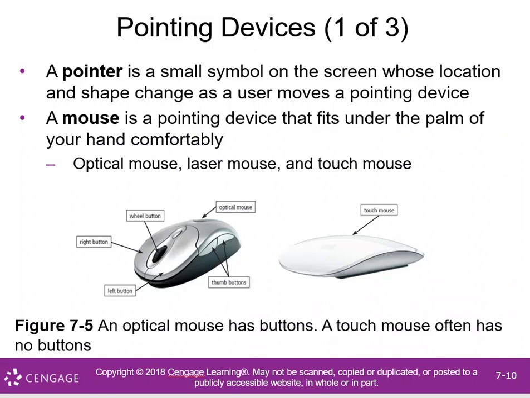And then next we move to pointing device. Okay, yang ni pun semuanya you tahu, just kita go through quickly. A pointer is a small symbol on the screen whose location and shape change as user move a pointing device. A mouse is pointing device that fits under the palm of your hand comfortably. Kita ada optical mouse, laser mouse and touch mouse. Okay. Ini kita panggil wheel button dan sebagainya lah.